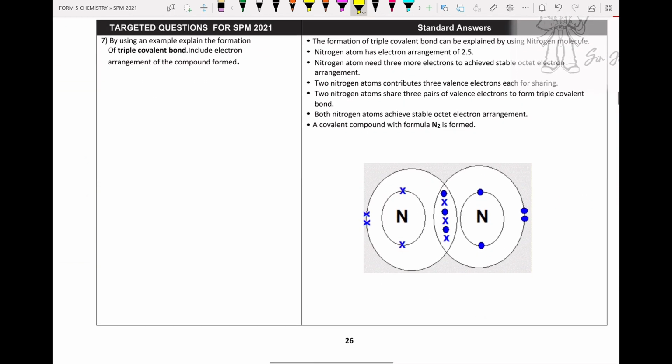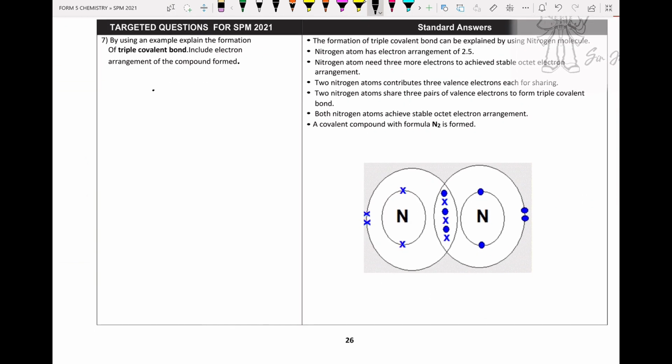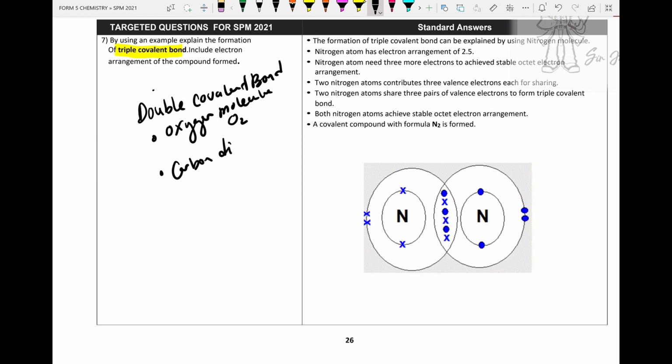A very important essay question will be formation of triple covalent bond. Always remember, for double covalent bond we have two examples. Number one, oxygen molecule, the formula will be O2. Number two will be carbon dioxide, the formula CO2.